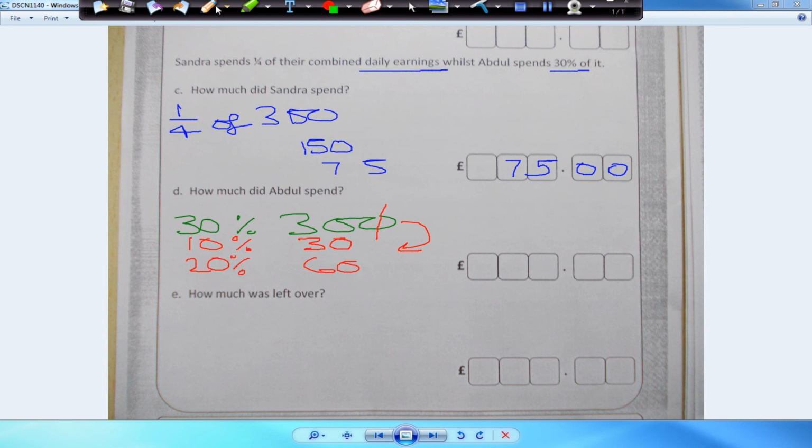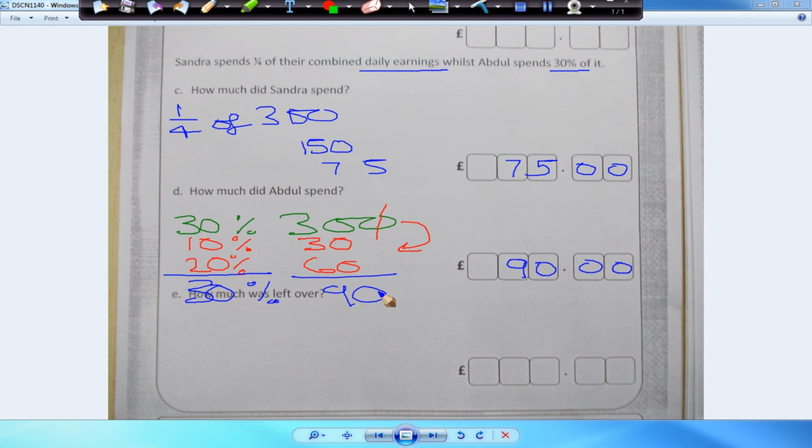Alright, let's go back to blue. So 10% and 20% will give us 30%. Don't worry about me writing on top of that. £30 and £60 gives us £90. So even though they're giving you 3 boxes here, you only need to use 2. Put your hand up if you got that particular question right. Excellent, one person. Well done.